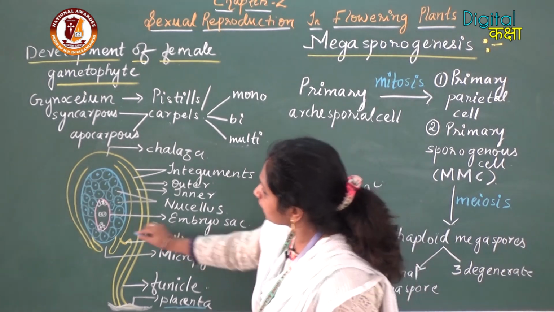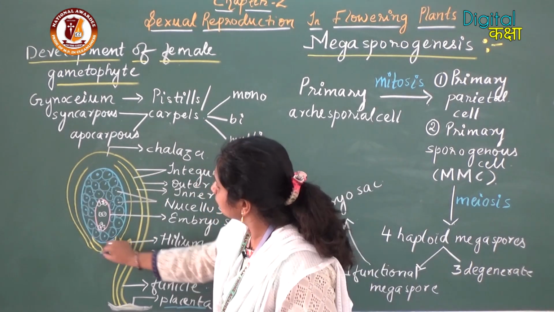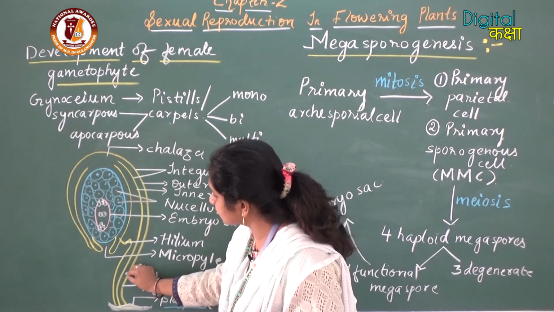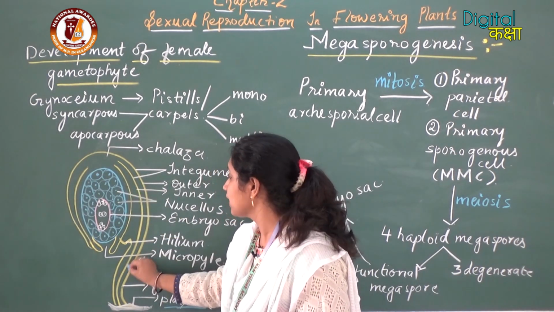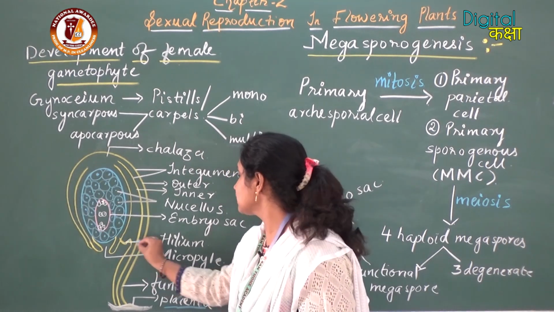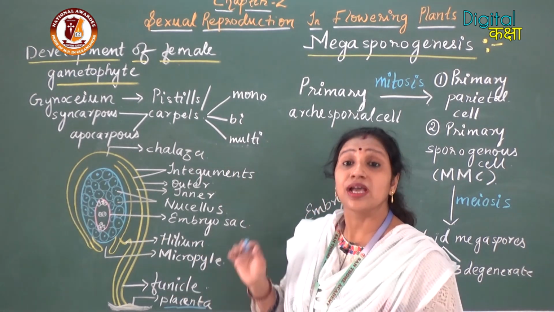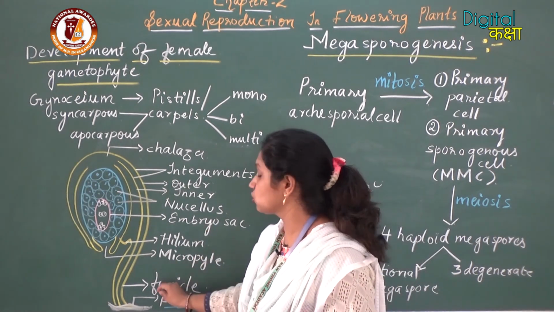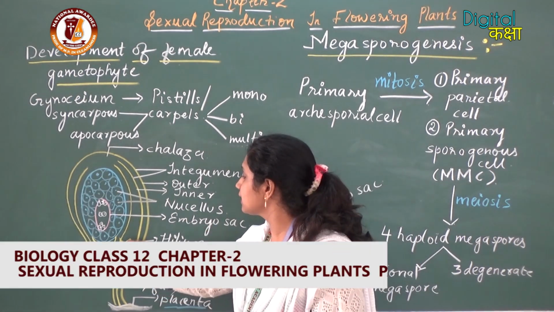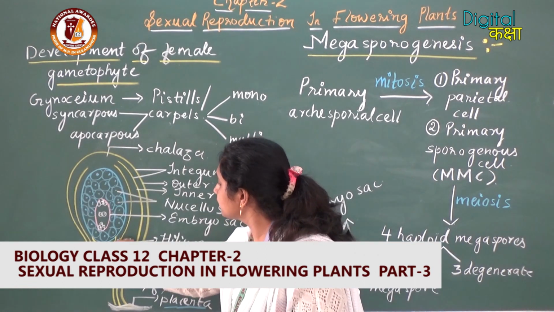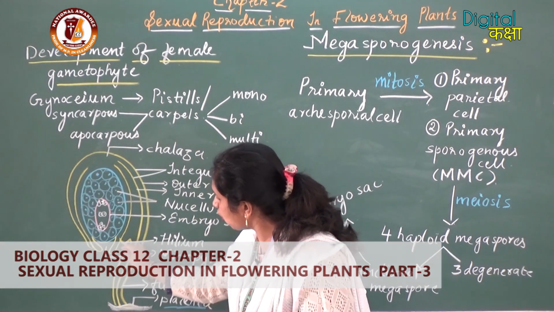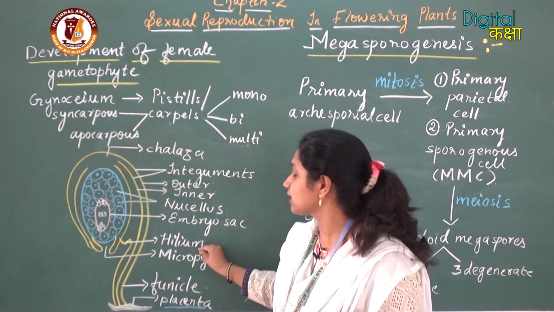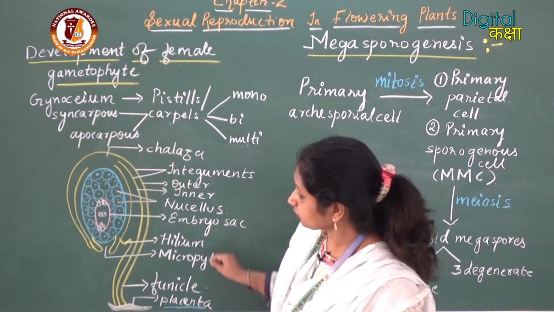Now, here is the main body of the ovule. The main body of the ovule is connected to the placenta, and this connection is called the hilum. By the hilum, the body of the ovule is connected to the funicle. So here you can see this main body connected to this stalk, and this point of connection is called the hilum.